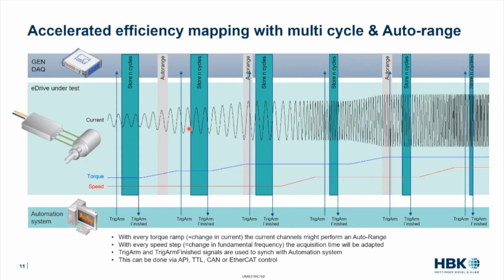Next trigger arm, next acquisition, trigger arm finished. Next set point, next auto range. Then within the auto range, a trigger arm signal is sent. That will be delayed till the auto range is finished, and then delayed till the next 1.5 cycles become available. Test is done, trigger arm finished. And that is advancing through the whole test. So with just 2 signals, a trigger arm and a trigger arm finished, you can synchronize between the power analyzer and your automation system to get your test time down.